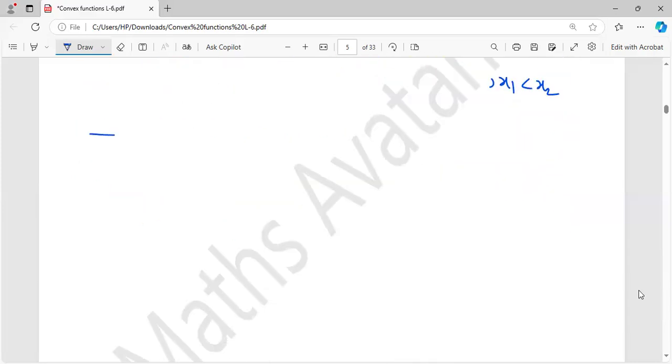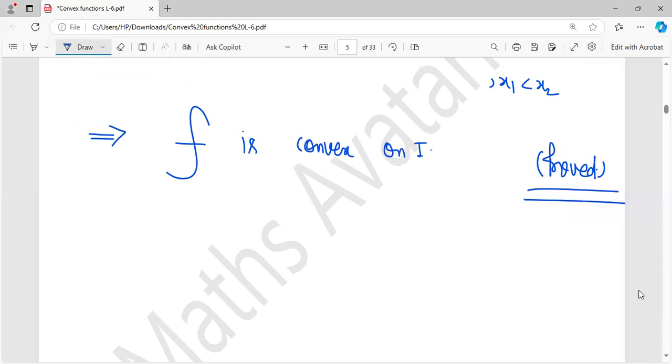So this implies f is convex on I. So this result is true. We have also done the converse part. So today's lecture is up to this.